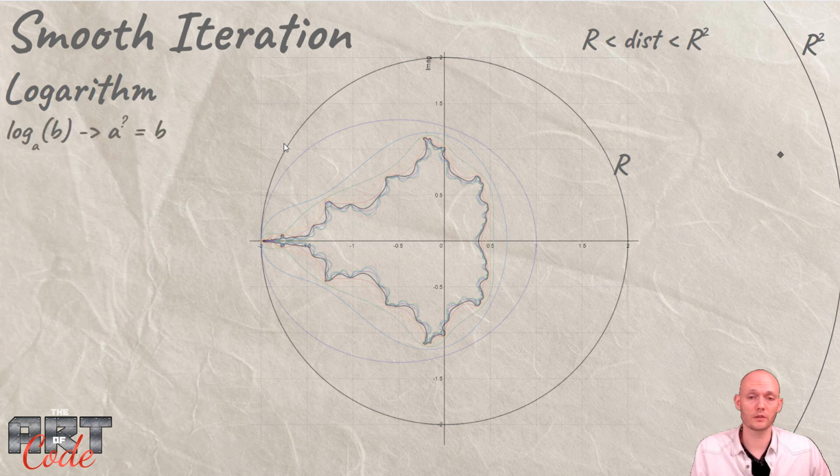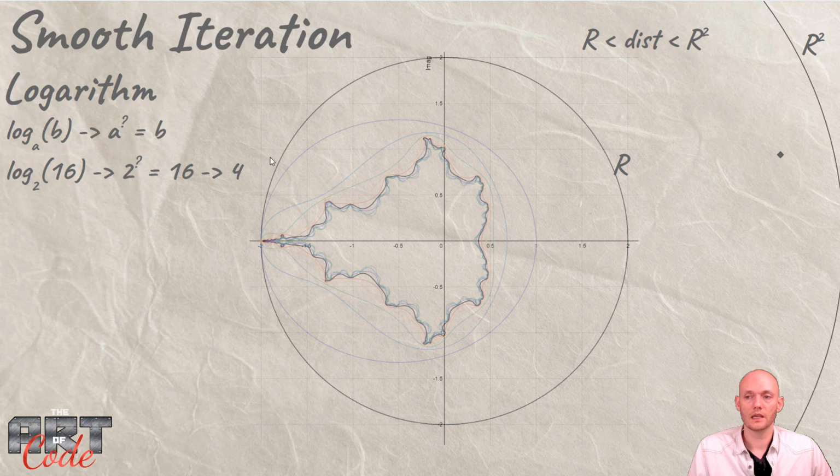Really quick, I promise. So the log base a of b answers the question, to what power do I need to raise a in order to get b? And if that's not clear, let's do an example with numbers. So the log base 2 of 16 answers the question, to what power do I need to raise the number 2 in order to get 16? And the answer is 4, because 2 to the power of 4 is 16.